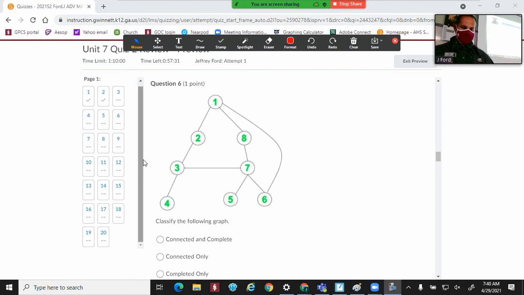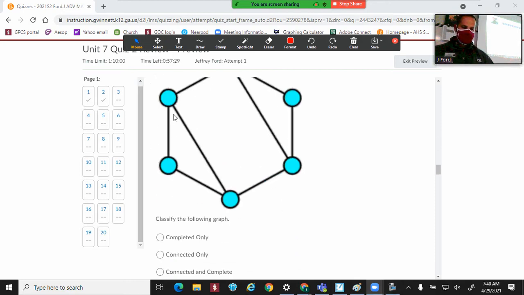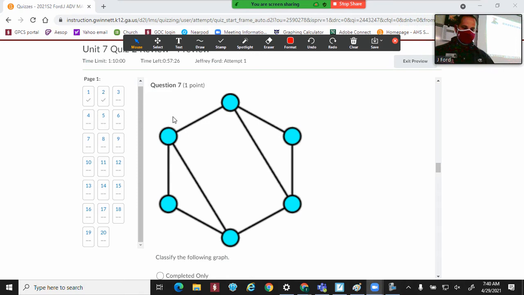Question number 7. Same exact thing. Let's just analyze it. My eyes go straight to this vertex here, and I notice it is not connected to this vertex. Because not all the vertices are connected, it is not going to be a complete graph. But if I look at the graph, I notice that it is one full piece, meaning there aren't any little pieces.